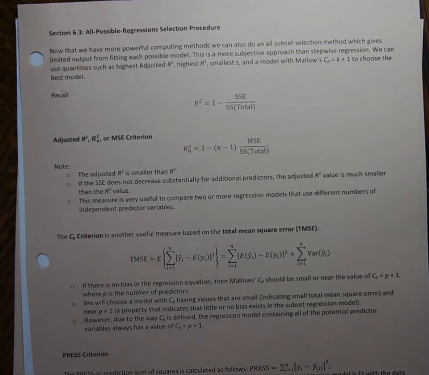In this section, we're going to look at a new way to do this, and it's called the all possible regression selection procedure. It goes on to say, now that we have more powerful computing methods, we can also do an all subset selection method, which gives limited output from fitting each possible model. This is a more subjective approach than the stepwise regression. We can use quantities such as the highest adjusted r-squared, highest r-squared, smallest s, and a model with Mallows Cp equal to k plus 1 to choose the model.